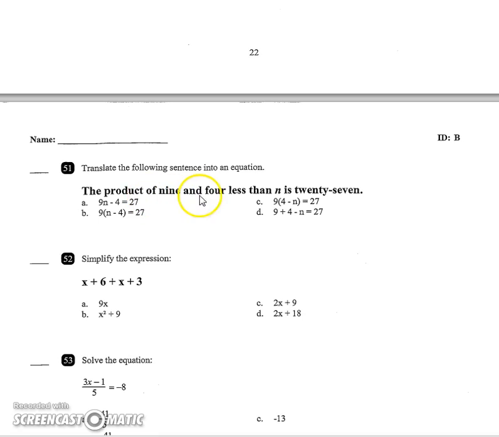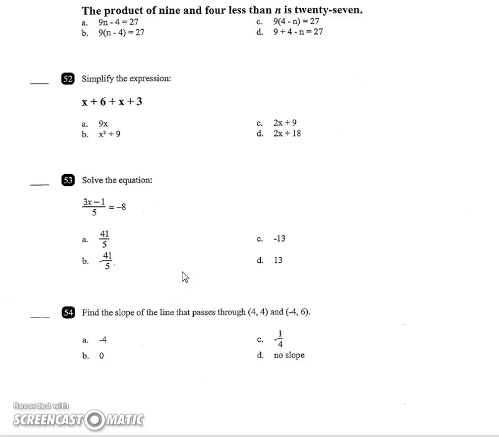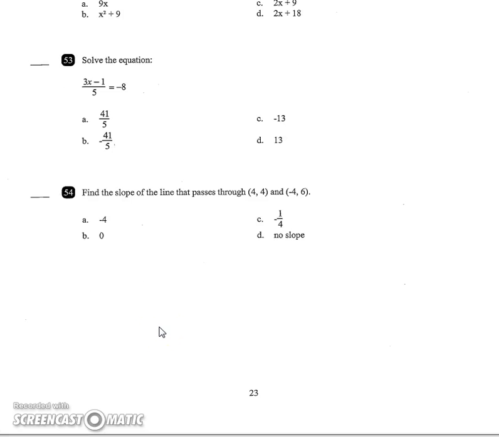The product of 9 and 4 less than n is 27. Simplify the expression x plus 6 plus x plus 3. Number 53, solve the equation 3x minus 1 divided by 5 equals negative 8. Number 54, find the slope of the line that passes through the points 4, 4 and negative 4, 6. That concludes the multiple choice section.